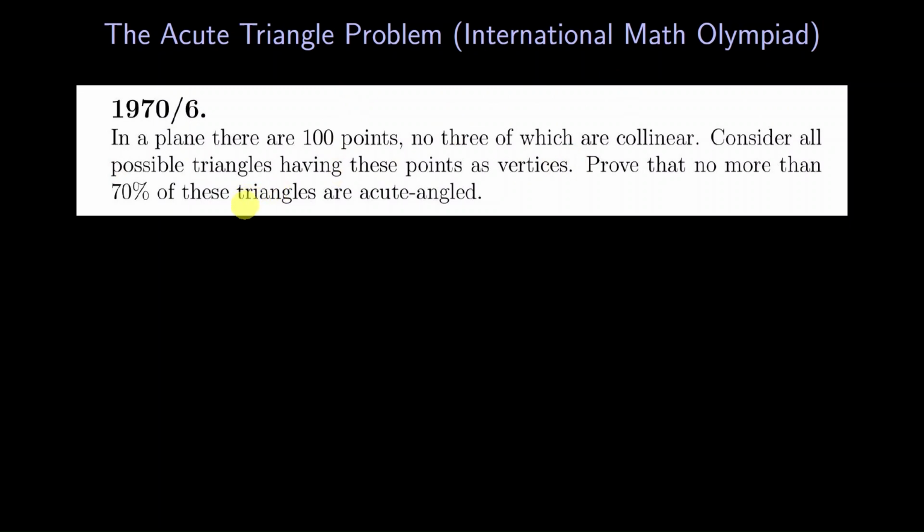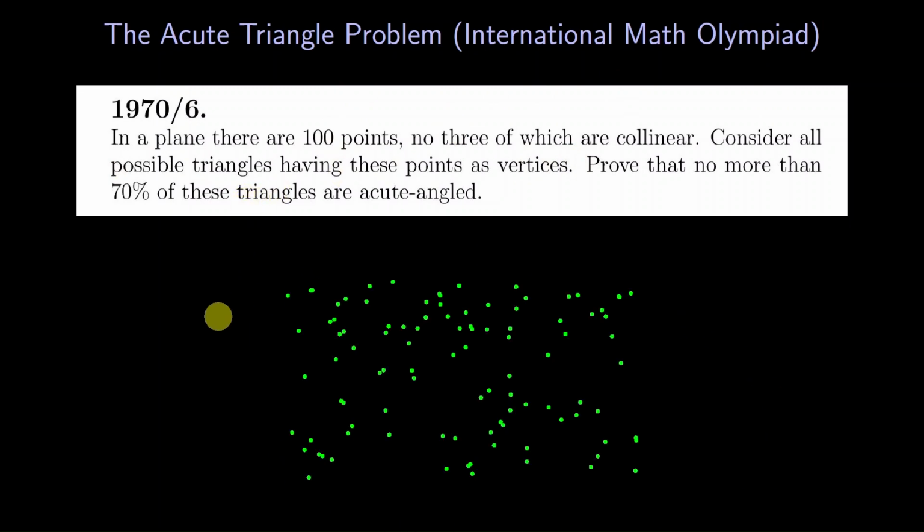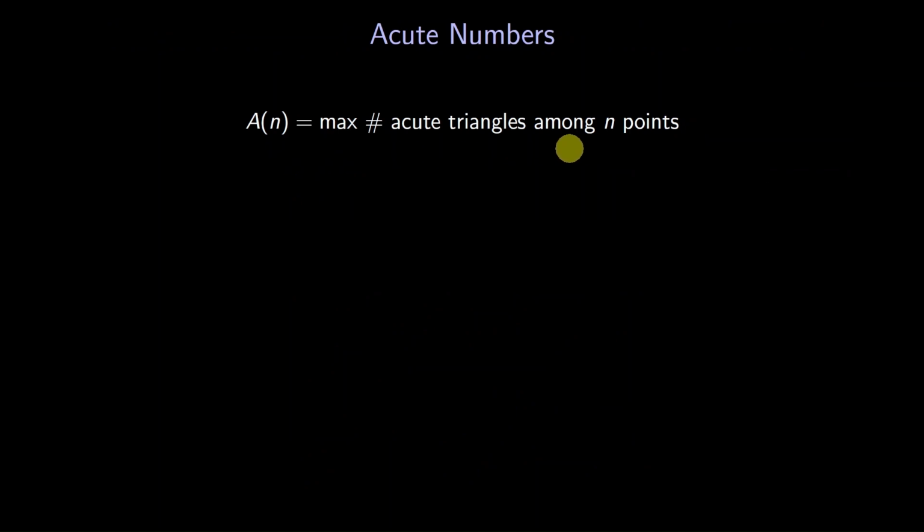We have 100 points in the plane. We consider all the possible triangles on these points. We want to show that at most 70% of the triangles are acute. This IMO problem is about 100 points, but we may as well consider any number of points, say n points. Given a whole number n, let a of n be the maximum number of acute triangles among n points in the plane. For example, a of 3 is 1.